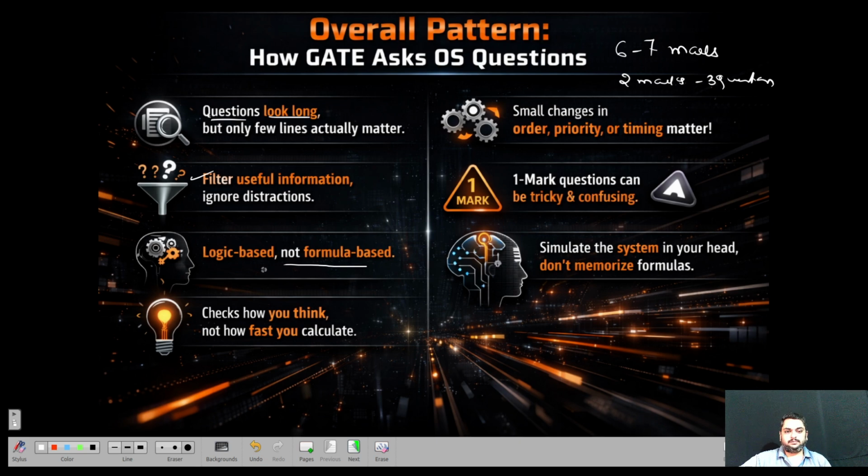In OS, 1 mark questions you can expect to be tricky. They will not be complex, they will be tricky. In OS, the pattern we mostly observe is they will change or put some restriction or condition on ordering, priority. This is very important. And then timing, how they are allocated, how they are not allocated. The best thing is you just simulate based on your understanding of what is happening, and then you can easily solve the question. The computations will not be very heavy.